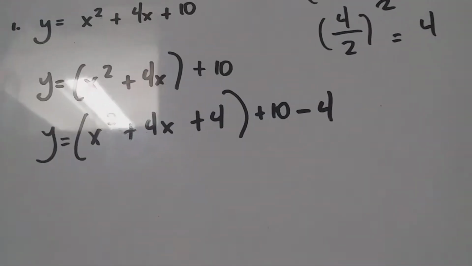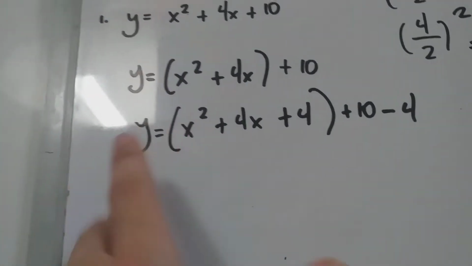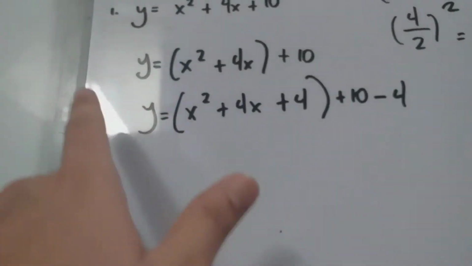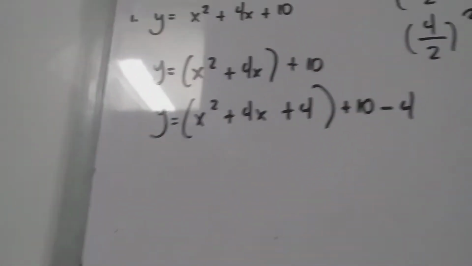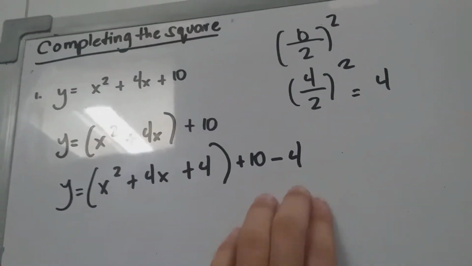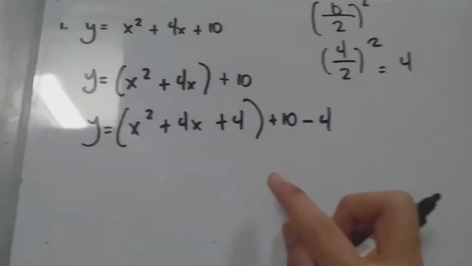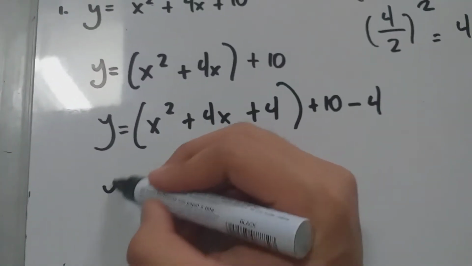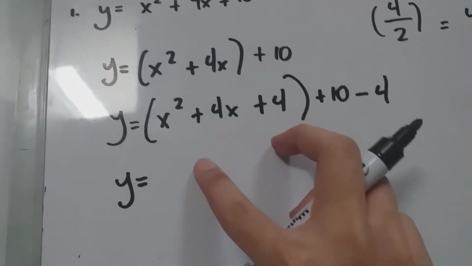Because usually it's two sides of the equation, right? It's going to be like plus 4 here, then plus 4 here. But because this is only one side, you have to add it inside the parentheses, then subtract it outside the parentheses. Then after that, you simplify the parentheses.